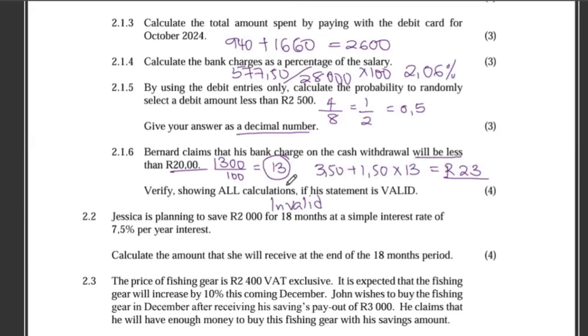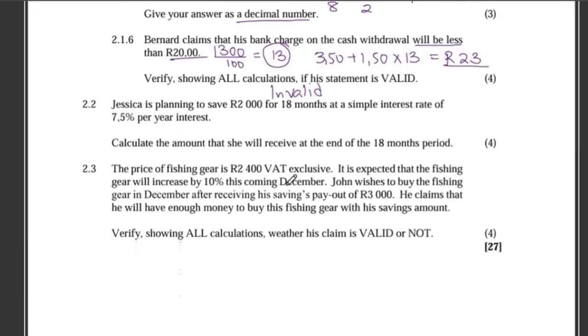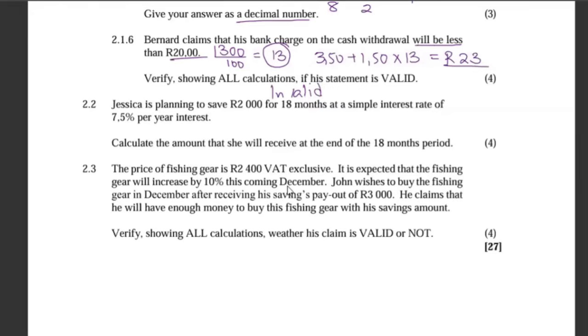Jessica is planning to save 2,000 for 18 months at a simple interest rate of 7.5% per year. Calculate the amount that she will receive at the end of 18 months period. So the first thing you're going to do for me is to change the 18 months period to years. We divide and we get the answer as 1.5 years. So we know now the period is 1.5 years.